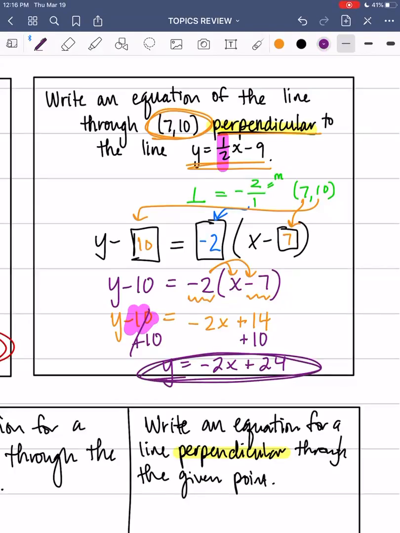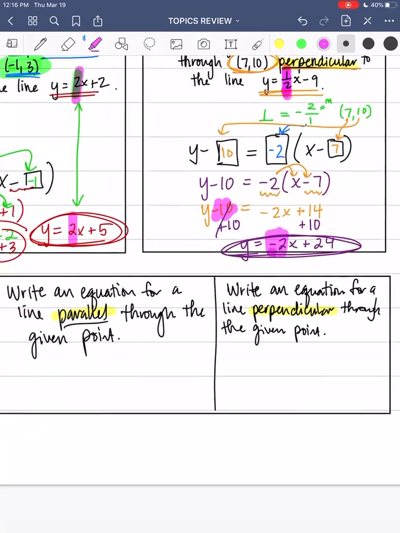Okay, let's double check. Look at our two slopes. Our original one had slope 1/2. Our answer had negative 2. That's a flip and multiply, right? Not flip and multiply, flip and change. We flipped the numbers, 1/2 became 2 over 1, and this was positive, this one ended up being negative. So that's our equation, y equals negative 2x plus 24. You might want to watch that again in slow motion or something, I don't know.